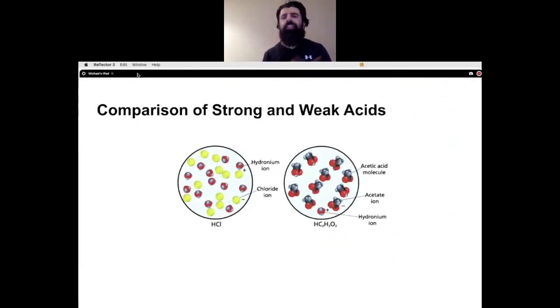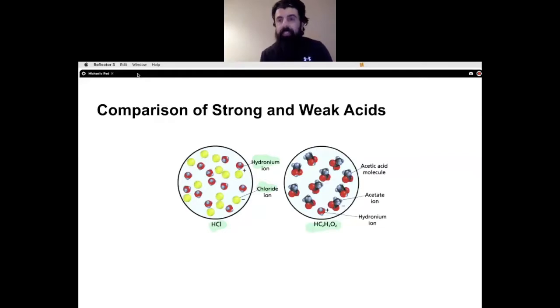So here's just a comparison, a diagram I found online of that hydrochloric acid. If you look closely at this one, you'll see that everything has been separated. The hydronium ion is going to be this molecule here in red. The green represents the chloride. So notice that none of them are intact as one whole.